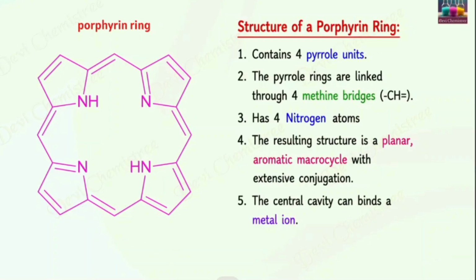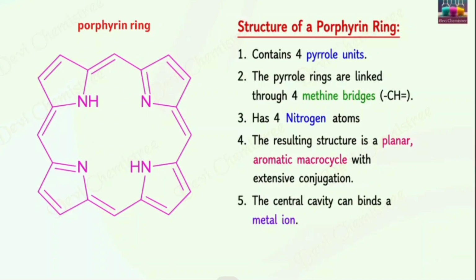Because of this arrangement, it is planar and highly conjugated. This extensive conjugation is very important because it is responsible for many of the characteristic electronic and spectroscopic properties of porphyrins. Another important feature is the central cavity. This cavity is surrounded by nitrogen atoms so that it can accommodate a metal ion. When a metal ion accommodates in this central cavity, it is called a metalloporphyrin.